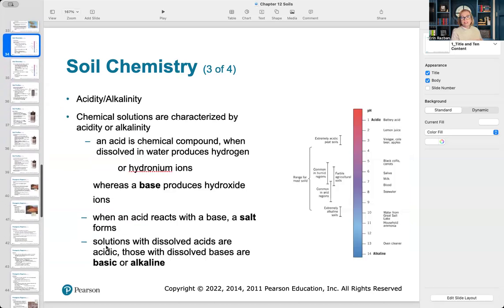Now, another aspect of soil that is very important is the acidity or alkalinity, the pH scale. Every soil has its own chemical personality defined by its pH. The scale ranges from 0 to 14. So below 7 is acidic, 7 is neutral, and above 7 is alkaline.